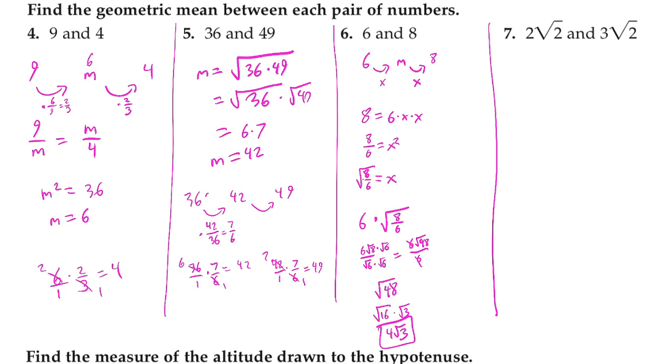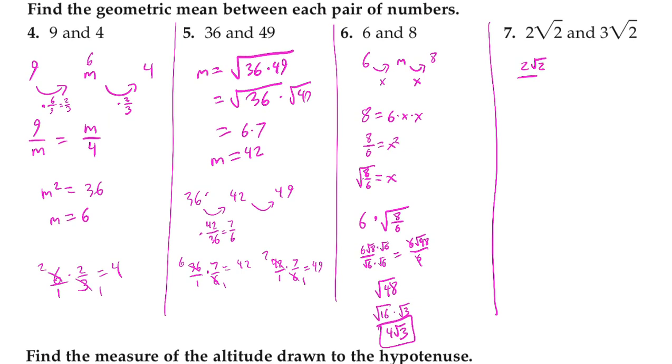Now the last one, I'll use proportions to find the geometric mean. So we go, okay, so we have 2 root 2 is to m, as m is to 3 root 2. So cross multiplying, we get m squared equals 2 root 2 times 3 root 2. I'm just going to rearrange the order there. So that's 2 times 3 times root 2 times root 2, or 6 times root 4, or 6 times 2, or 12. So we get m squared is 12.